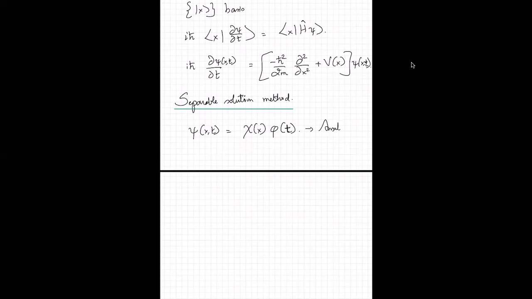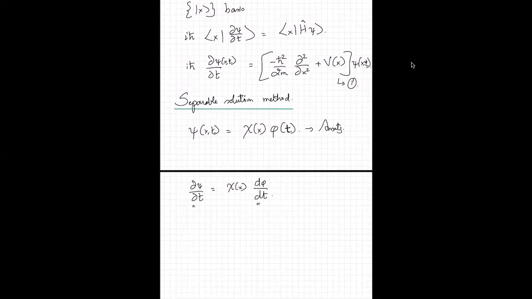This is an ansatz, and I'll plug this into equation 1. If I plug this in, what do I get? Notice that whenever I have something like d psi/dt, the d/dt only acts on the phi part because the chi doesn't know about time. So I can write d psi/dt as chi of x times d phi/dt. Notice that my partial derivative on the left-hand side has become a total derivative on the right-hand side because phi is only a function of one variable. Okay.